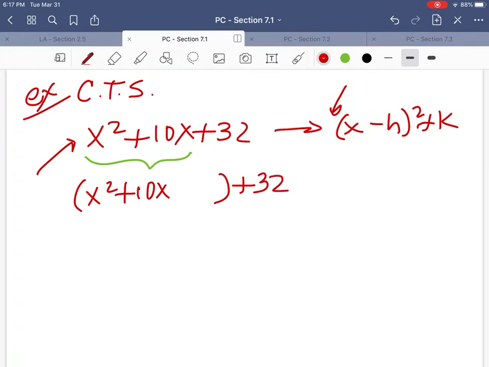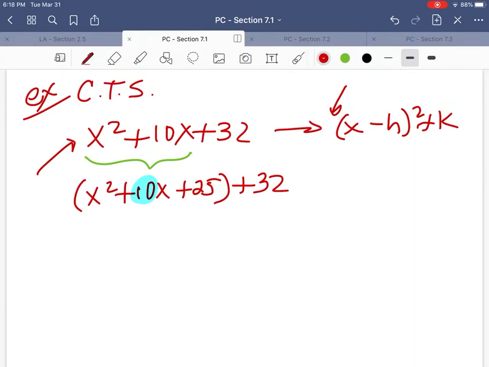32 back outside. Now, to complete the square, what you do is you look at this center item right here. So this number right here, you take half of that number in your mind and you square it. So half of 10 is 5, and 5 squared is 25. So I'm going to add 25 in here. Now, I'm not allowed to just add 25 randomly. I'm not allowed to just add it and then go about my business.